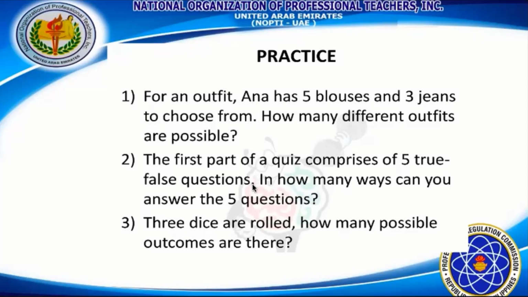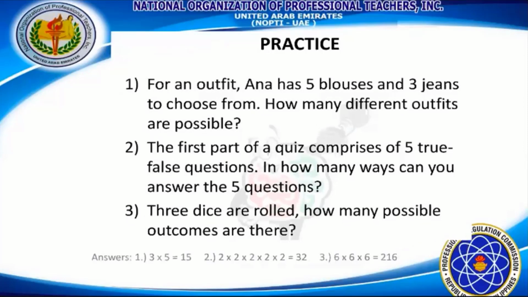3 dice are rolled. Di ba ang dice, ilan ba ang faces ng dice? 6. Right? So, 3 dice daw, iro-roll mo. How many possible outcomes are there? So, 216. Kasi 6 yung faces ng dice. So, sa isang dice, 6 ang faces. So, 6 times 6 times 6. So, the answer is 216.